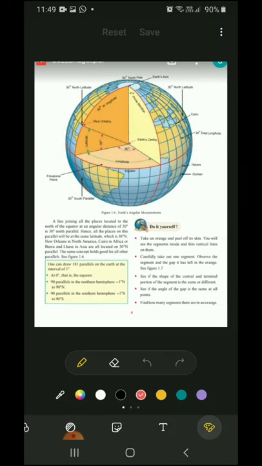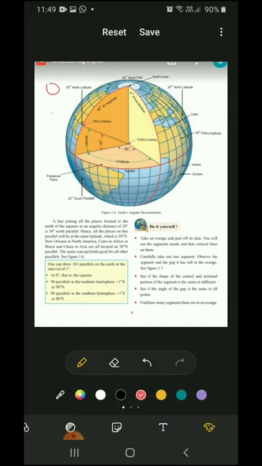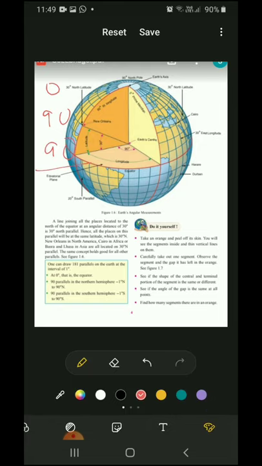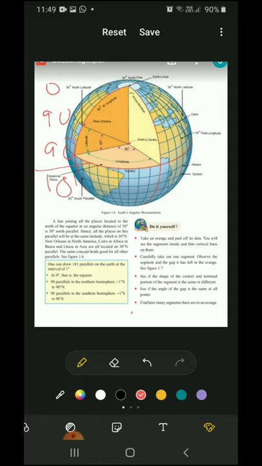Now, see the box shown below. One can draw 181 parallels on the earth at an interval of 1 degree. The 0 degree equator will be 1 parallel, 90 parallels will be in the northern hemisphere, and 90 parallels in the southern hemisphere. So in all there are 181 parallels. The equator, which is the 0 parallel, is counted as 1. 90 parallels in the northern hemisphere plus 90 parallels in the southern hemisphere, together with this 0 parallel, make 181 parallels.